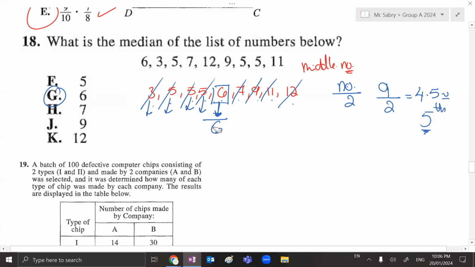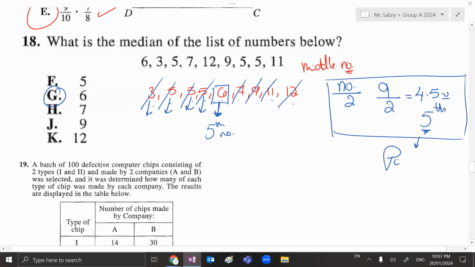Does that make sense? Yes. So this method here gets me the position of the median, where it is. But the method of crossing things out gets me just the value itself, as long as they're few in number. So if there are 200 numbers, how would you do so?